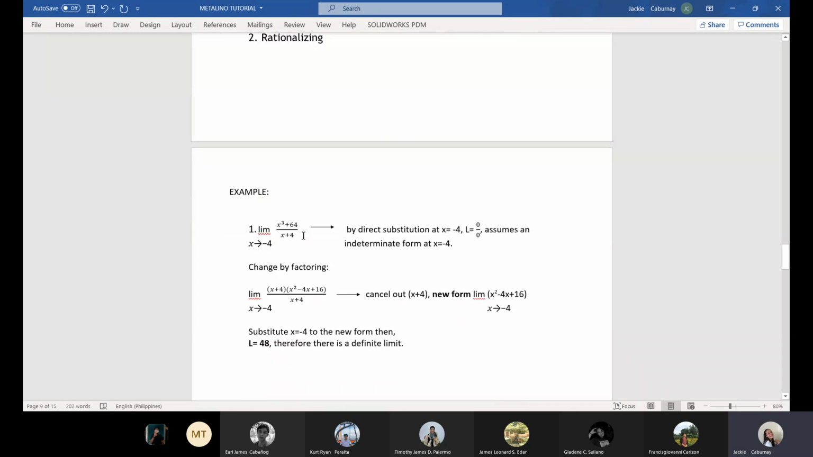So for example, number 1, limit of x cubed plus 64 over x plus 4, where x approaches -4. If you use direct substitution of -4 for x in the given, the result is 0/0. Since the result is 0/0, you assume it is an indeterminate form using direct substitution.